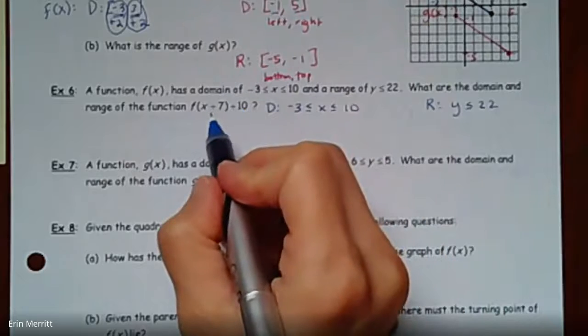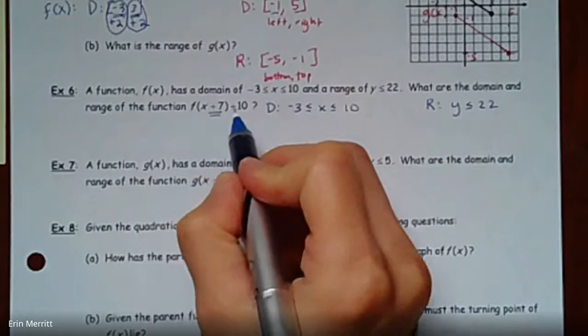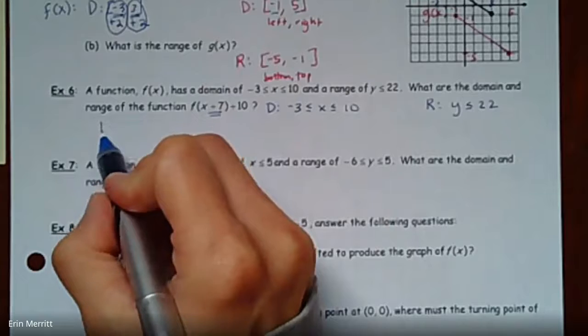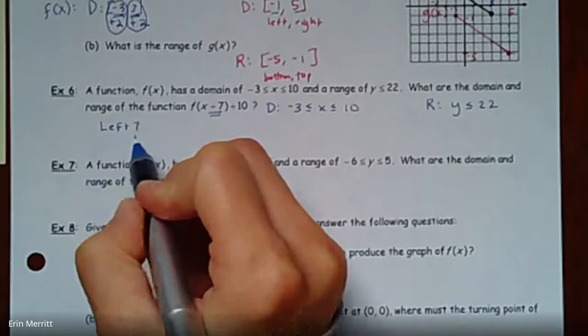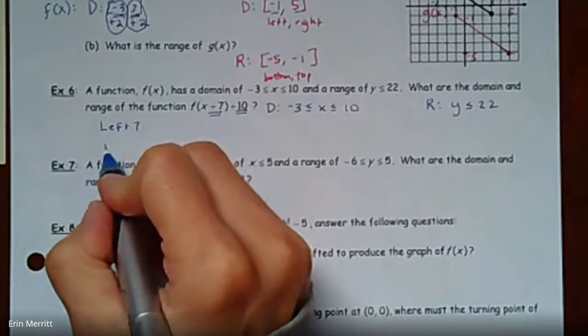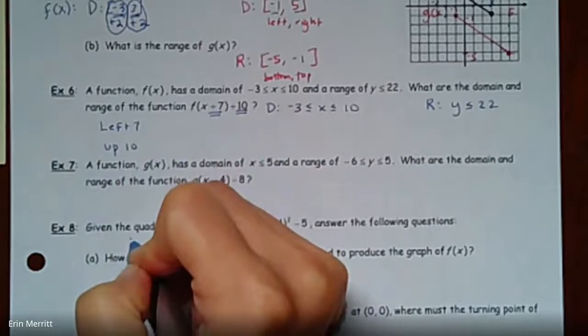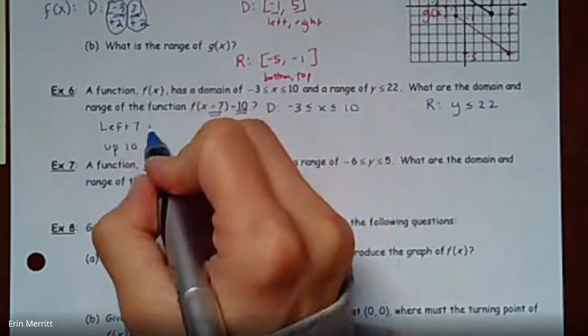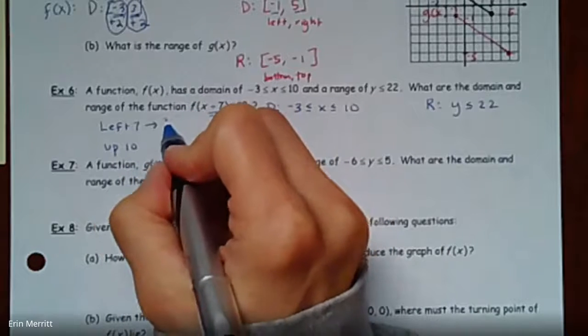Right? Think about what these transformations are doing. If I have plus 7, that means that you're going to move it to the left 7. If I have plus 10 out here, that means it's going to go up 10. Anything left or right, this is going to affect the domain.